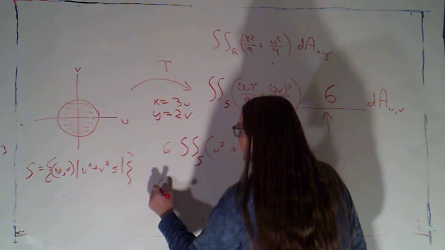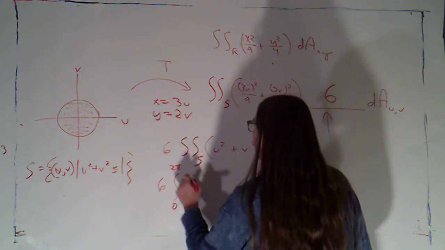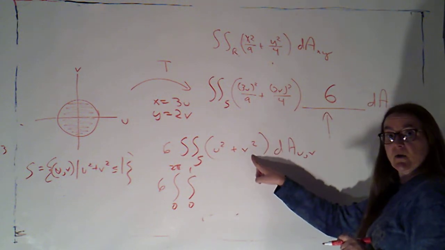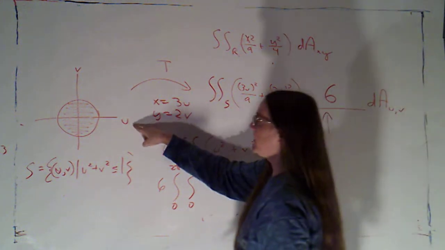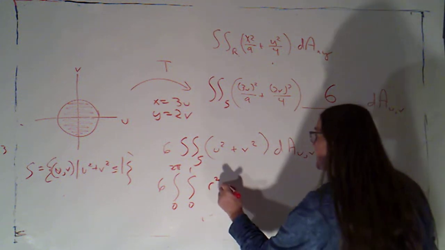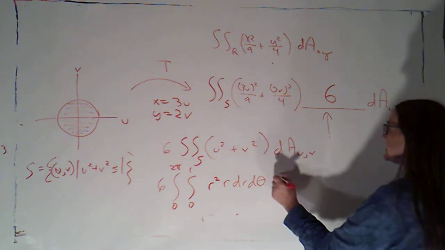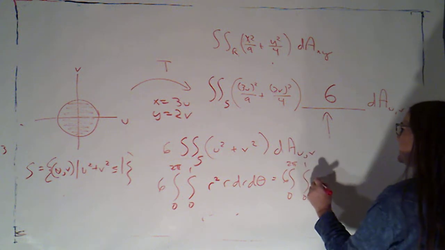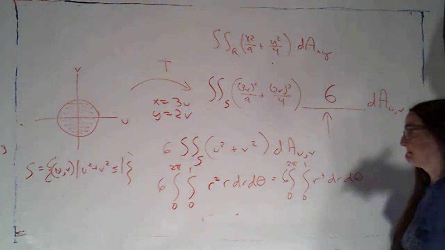So this is going to become 6. We're integrating on the unit disk. Theta is going from 0 to 2 pi. R is going from 0 to 1. U squared plus v squared, I'm used to thinking of that as x squared plus y squared, but it's just this variable squared plus that variable squared, that's r squared. And dA becomes r dr d theta. So we've got 6, integral 0 to 2 pi, integral 0 to 1, r cubed dr d theta.